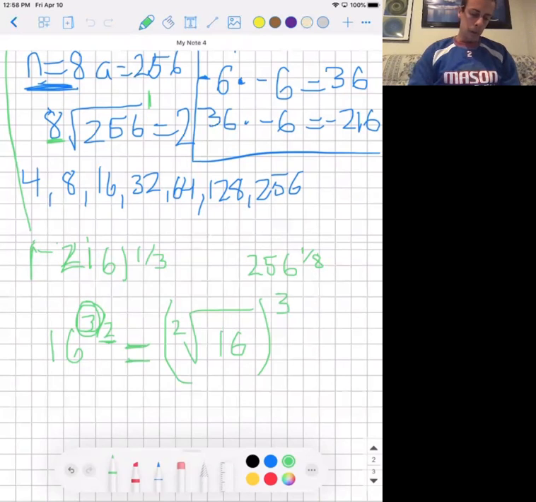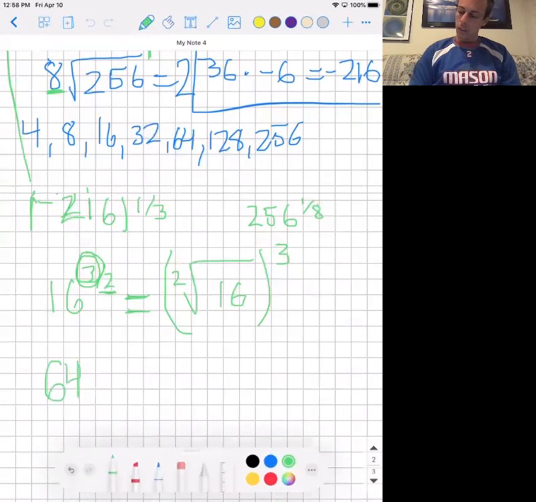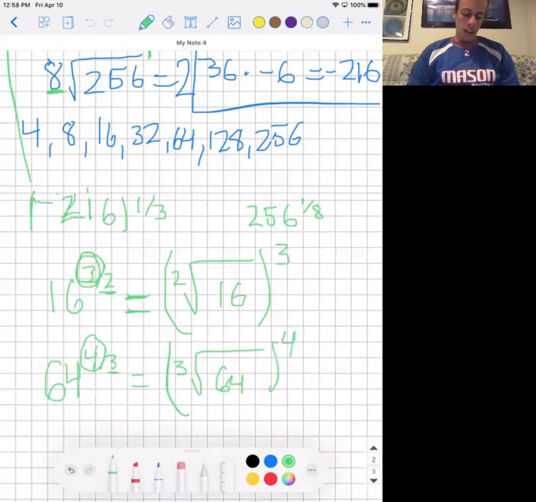Let's try one more on our own, and then I will turn it over to you guys. So let's say we have 64 to the 4/3. Go ahead and take a moment and try and write that on your own. All right, we're back. Again, the denominator becomes the index of our radical, so we're going to have the cube root of 64. And then the numerator of our fraction becomes the number on the outside. So we end up with the cube root of 64, and all of that to the 4th power.